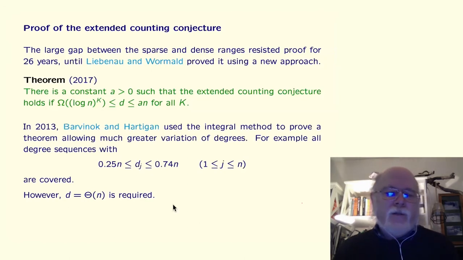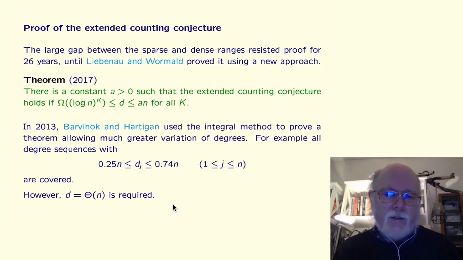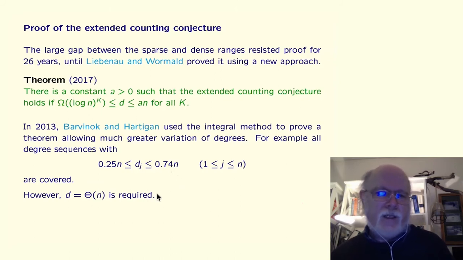All right, now, meanwhile, in 2013, Barvinok and Hartigan used an integral method to prove a theorem about the number of graphs with given degree sequence, but allowing a much greater variation of degrees. Instead of degrees varying only by about square root n, they allow even a linear amount. Their condition overall is a complex one, so I won't mention it. But an example is that if every degree is in between 0.25 n and 0.74 n, then their method gives the asymptotic value. A downside is that their theorem requires the average degree to be a constant times n. It doesn't allow it to decrease. It doesn't allow it to be smaller than that.